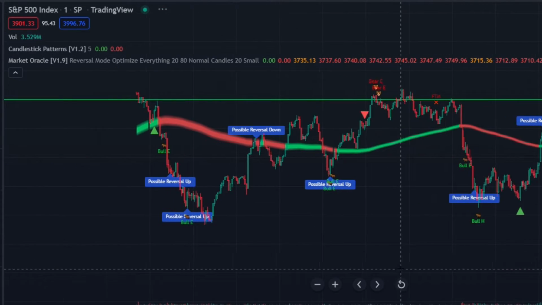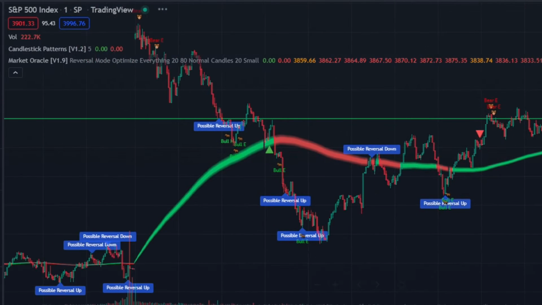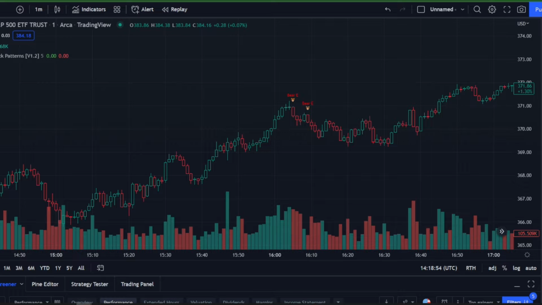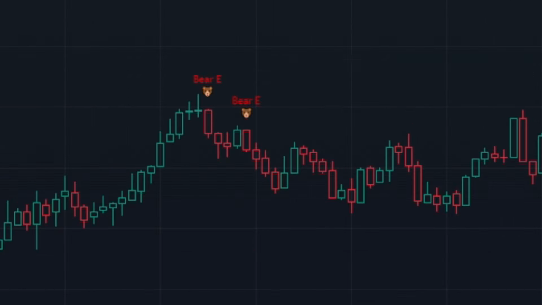And just to start this off, we can look at their candlestick pattern indicator. What this does, as you can see here, is identify bearish or bullish candlestick patterns. Now I can't guarantee this is going to make you money, but this can certainly help add another tool to your toolbox in trading. And let me show you why.